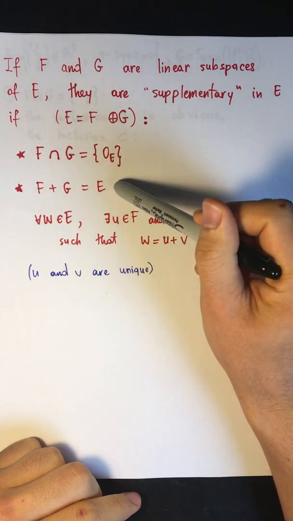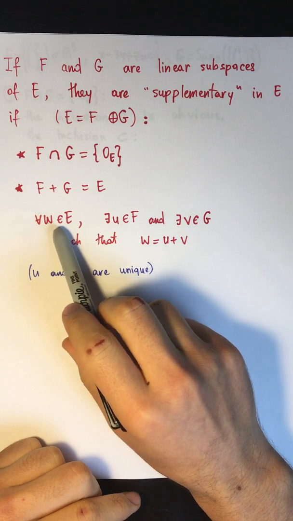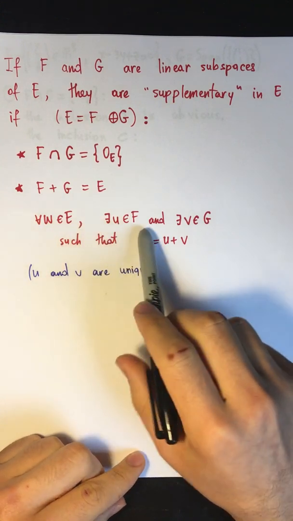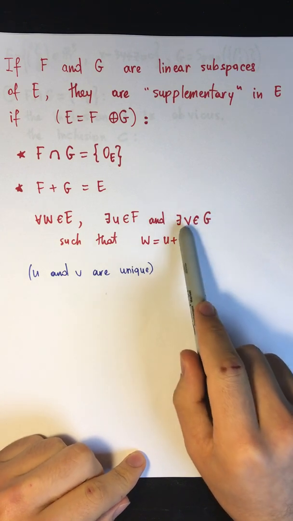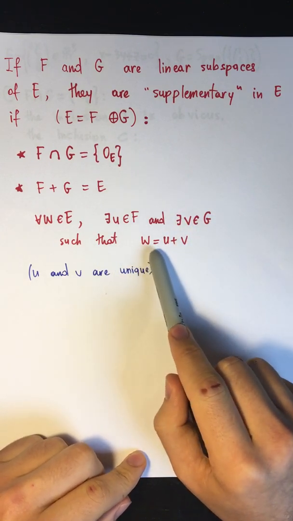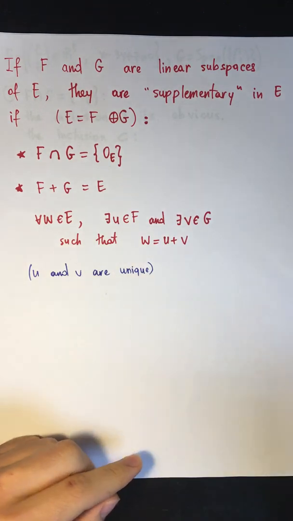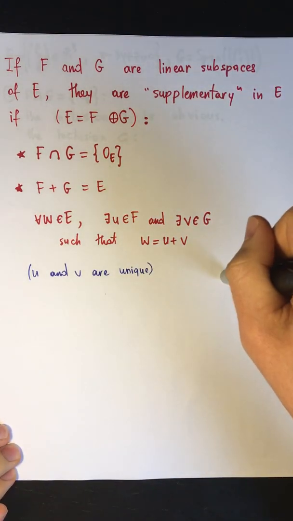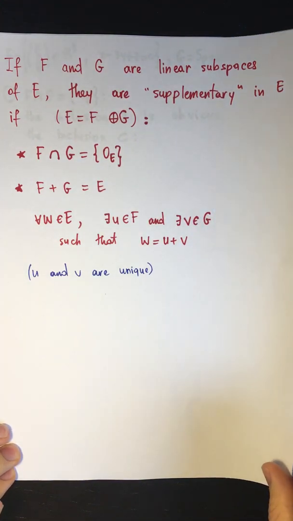In order to show the second case, you need to show that for all W in E, there exists U in F and there exists V in G, such that W is equal to U plus V, and U and V are unique. So this is the main idea. This is what we're going to be doing in the next minutes.